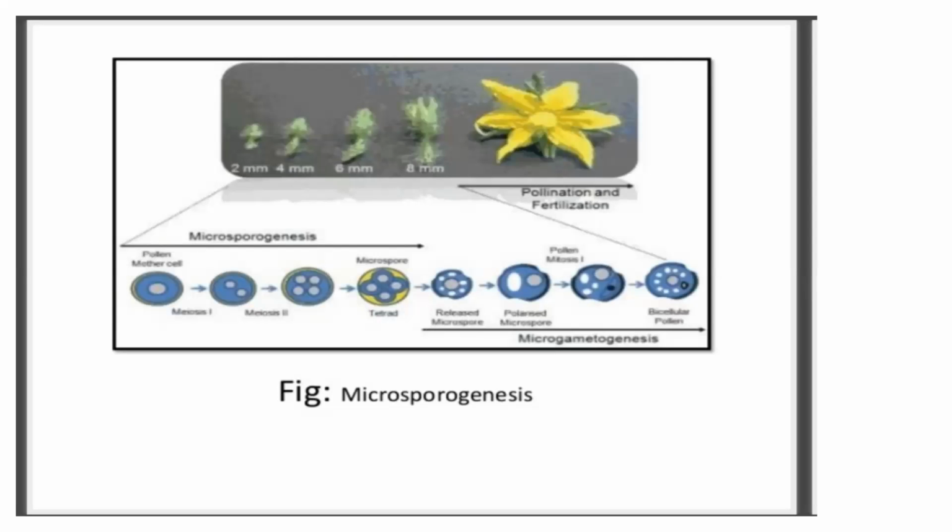Here you can see microsporogenesis: the pollen mother cell undergoes the first meiotic division, and one cell divides to give 2 cells. After the second meiotic division, 4 pollen cells are formed. So 2 meiotic divisions take place, with 1 cell becoming 4 cells. That is the first division.